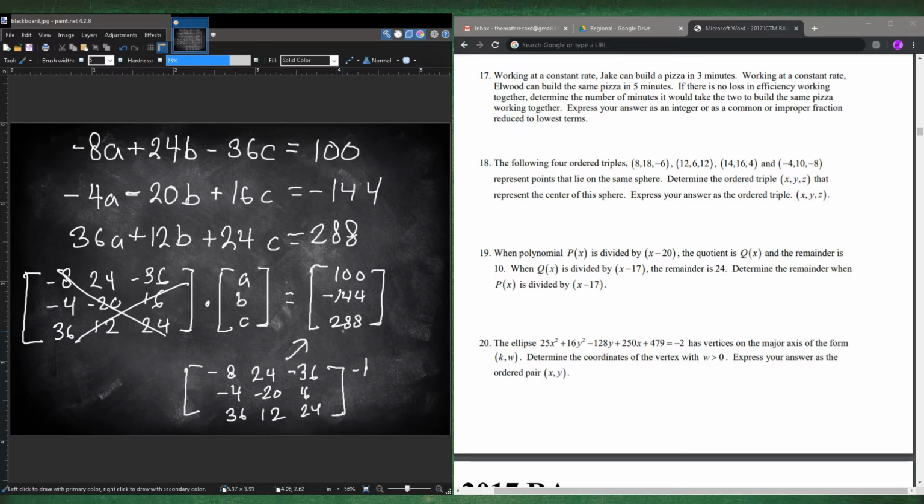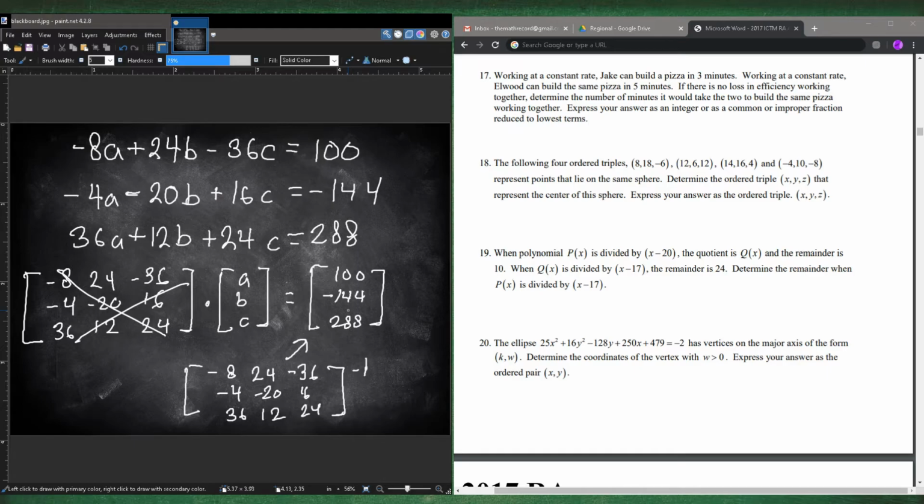So I use a TI-Nspire. It's pretty quick, and I think it's probably one of the best aside from the TI-84 for competitions. So -8, 24, -36, -4, -20, and 16, and then 36, and 12, and 24. Okay, and then you're gonna raise that matrix to the power of -1. So that gives us the inverse.